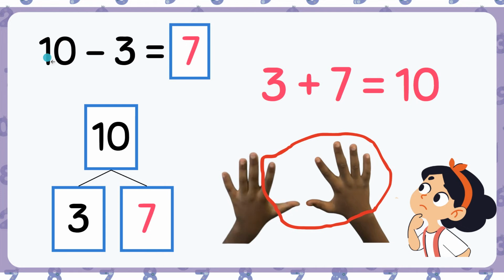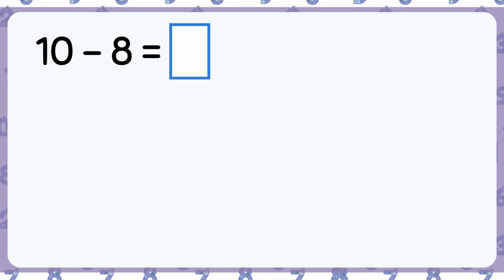See, if we know the partners that make 10, then we know the parts of 10, and then that helps us with our subtraction sentence. I love it so much. Okay, erase your board, find a new spot on your piece of paper or pencil. We're going to do another one. All right, here we go.